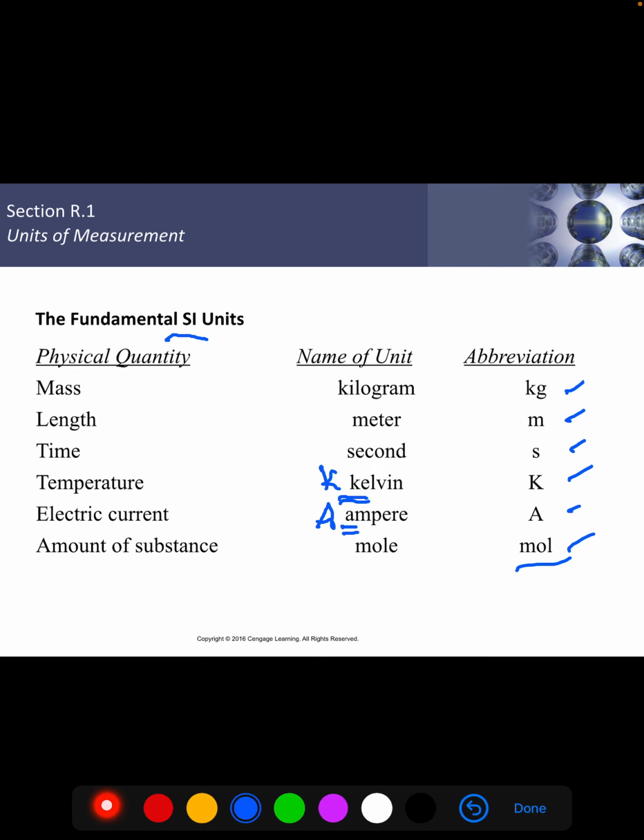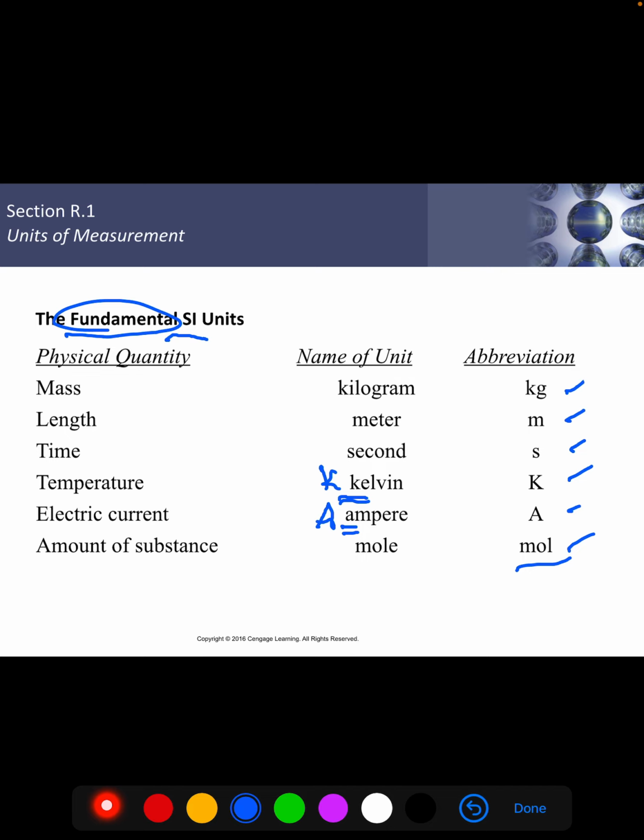Notice there's nothing there for volume. No liters or milliliters or fluid ounces or gallons or things we use to measure volume with. And that is because those are what we call derived units, as opposed to these fundamental units. And so these fundamental units can give us all the other units.